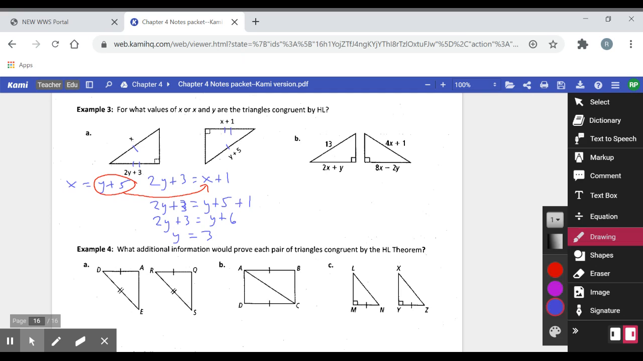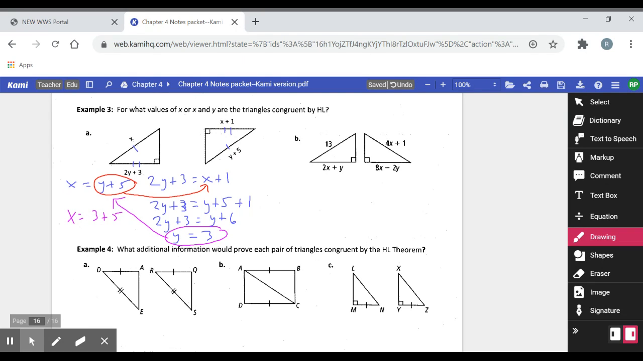So now I figured out what y is. And if I take that and plug it in up here, then I can solve and get x is equal to 3 plus 5, which means x is equal to 8. And there we go on that part.